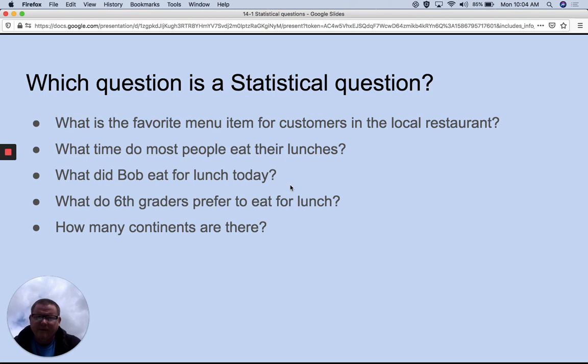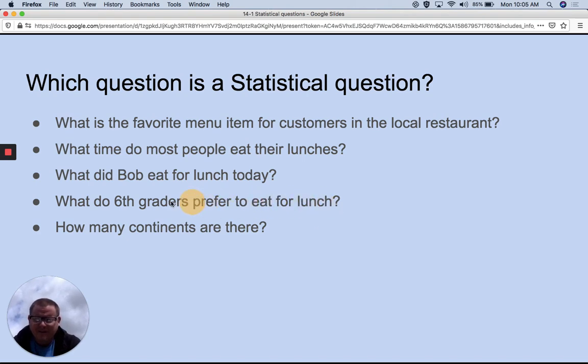What about the next one? What did Bob eat for lunch today? Sorry, I always use the word Bob, but what does he eat for lunch today? Well, that is only going to provide one answer, so therefore it is not a good statistical question. Next one, what do sixth graders prefer to eat for lunch? Well, that's going to be dependent on each individual person. And that will have multiple different answers. So therefore that would be a good statistical question.